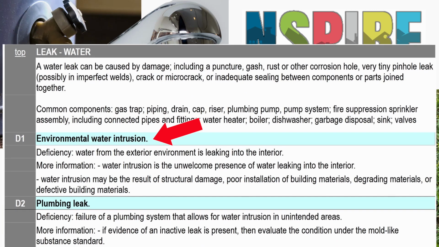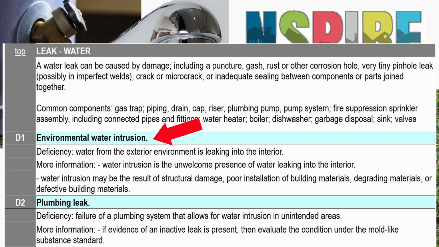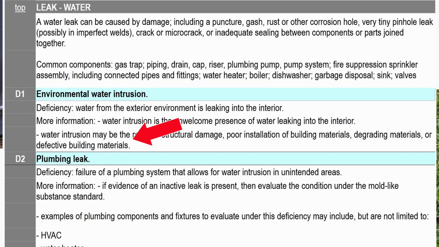Deficiency 1, environmental water intrusion. Water from the exterior environment is leaking into the interior. More information, water intrusion is the unwelcome presence of water leaking into the interior. Water intrusion may be the result of structural damage, poor installation of building materials, degrading materials, or defective building materials.